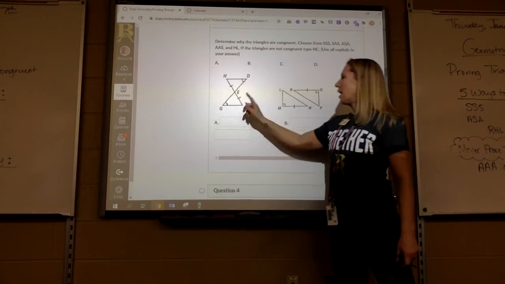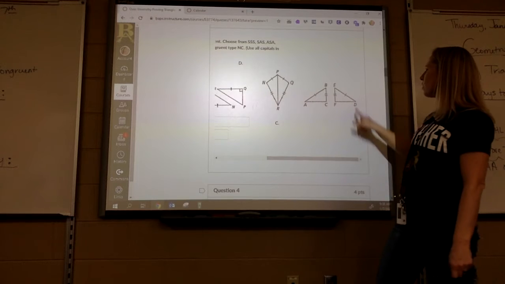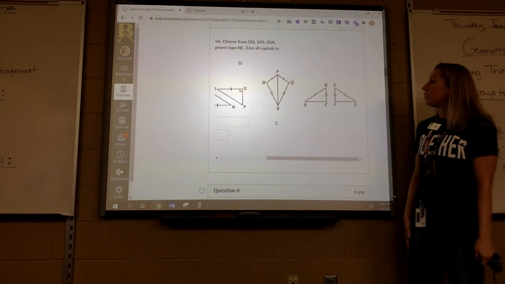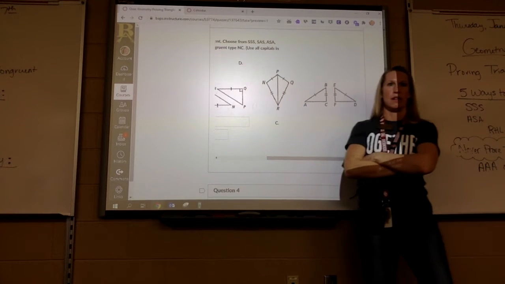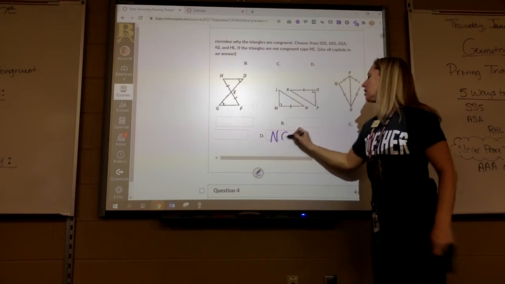Okay, so we've got angle, angle, side; NC; side, side, side. The fourth one, the triangles are not smushed together. There are no vertical angles. All I have are 2 sides marked. Is that enough information? No. So you would put NC, not congruent.